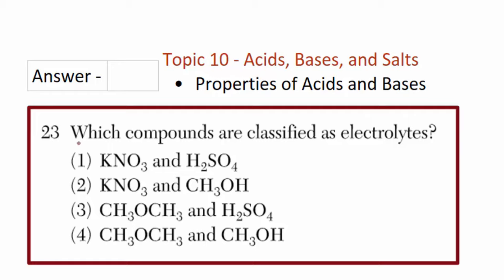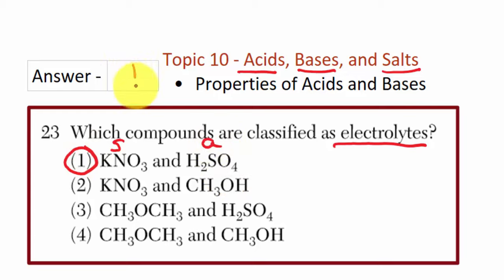Question 23. Which compounds are classified as electrolytes? This is a question that comes from our acid and base unit. And keep in mind that all acids, all bases, and all the salts that dissolve in water are all electrolytes because they produce ions in solution. So what we're looking for is a combination of two compounds. They can be acids, bases, or salts. So let's check each of the compounds in the answers and see if we can figure out which ones they are. KNO3, that's potassium nitrate, that's a salt. And this is sulfuric acid. We know it's an acid because it starts with that hydrogen in front, and that's sulfate. So that's an acid.